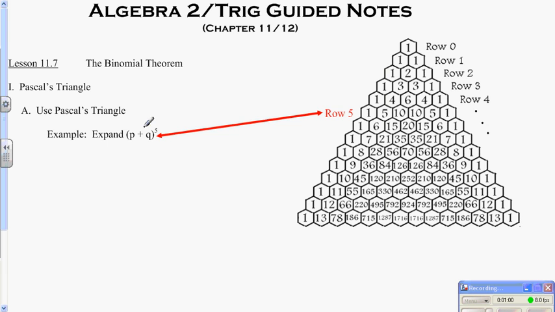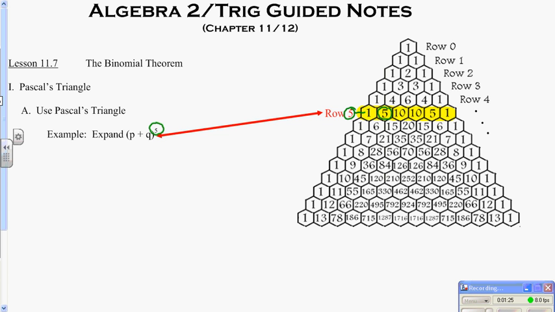So for example, here we have p plus q to the 5th power. And to the 5th power we mean that we're going to use row 5. And row 5 represents the second number in. So row 4, 3, 2, 1, etc. And this row has the numbers that we will use in our expanding of the binomial p plus q.